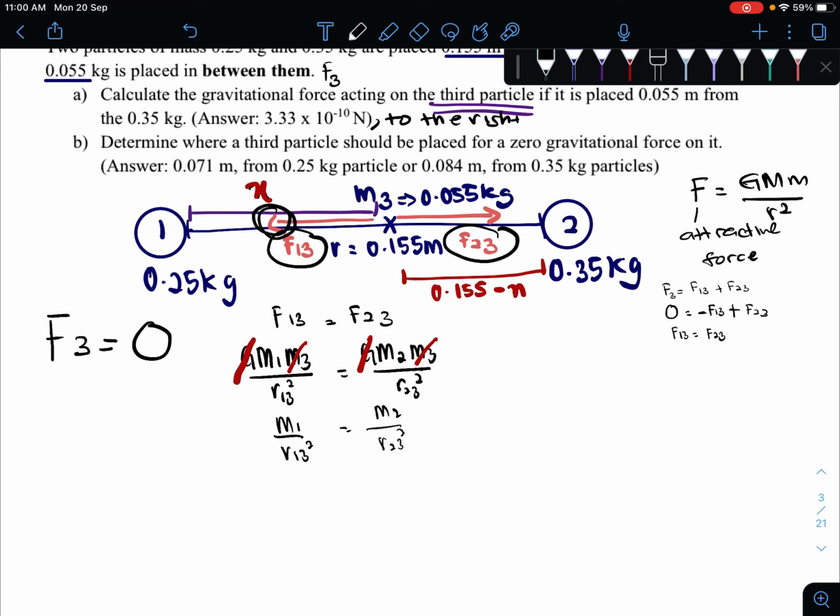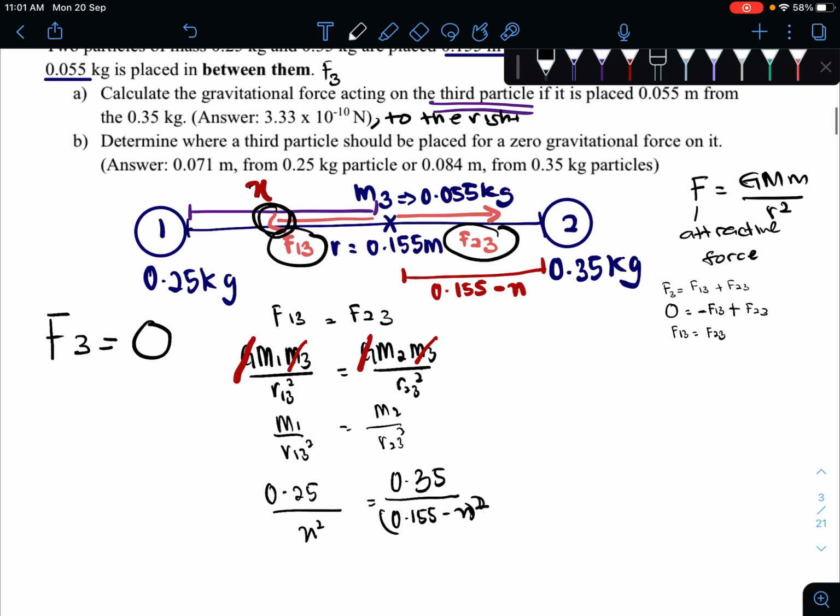Alright, now I'm going to substitute the value so that I can find the unknown distance. Maksudnya di mana dia patut duduk itu supaya kita boleh dapat daya tarikan yang kosong. So, mass 1 dekat sini adalah 0.25 bahagi dengan jarak antara 1 dengan 3 iaitu X square. Samakan dengan M2 dekat sini adalah 0.35 divided by 0.155 minus X. The whole thing dekat sini awak kena squarekan dia. Alright.